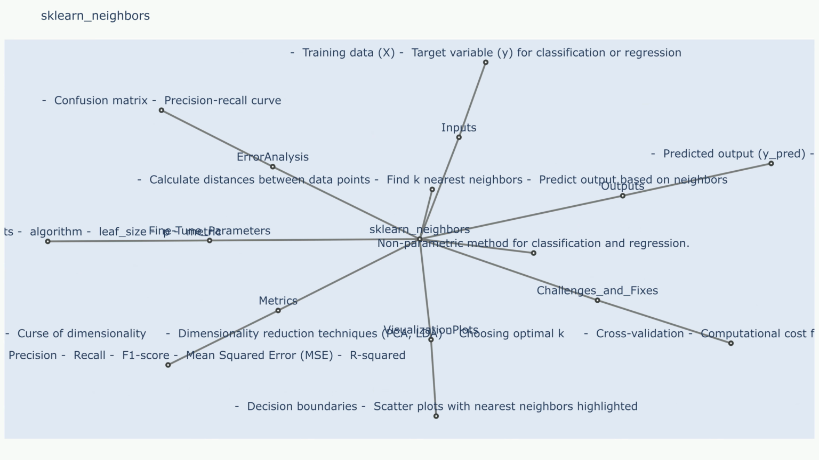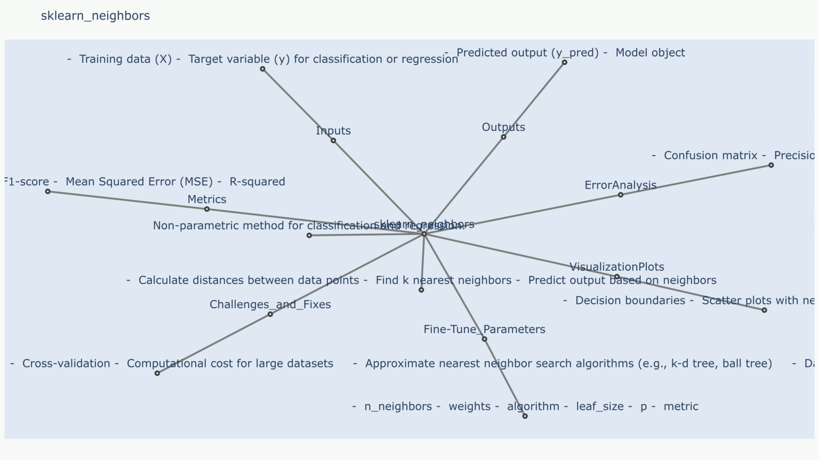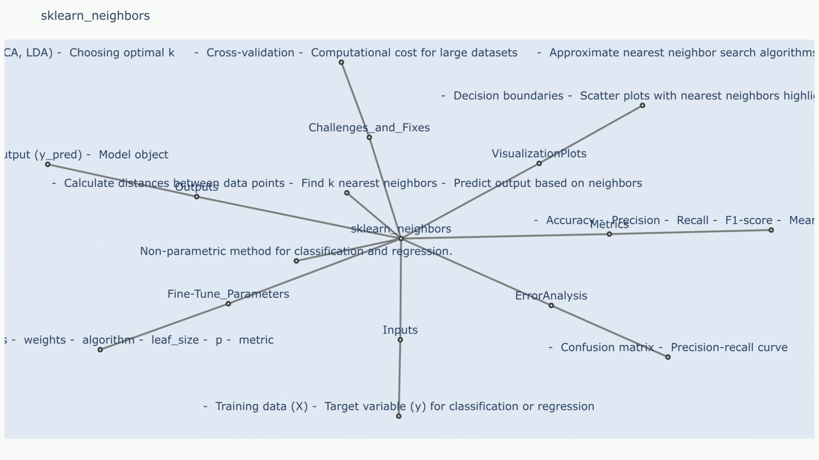Metrics. Accuracy: the proportion of correctly classified instances in a classification task. Precision: the proportion of true positives among the predicted positives. Recall: the proportion of true positives among the actual positives. F1 score: the harmonic mean of precision and recall. Mean squared error (MSE): a measure of the average squared difference between predicted and actual values in a regression task.